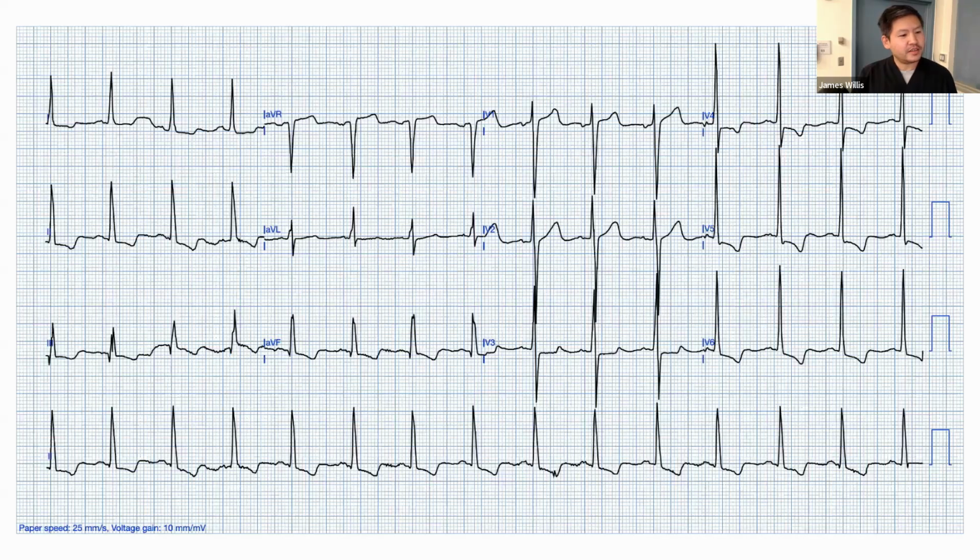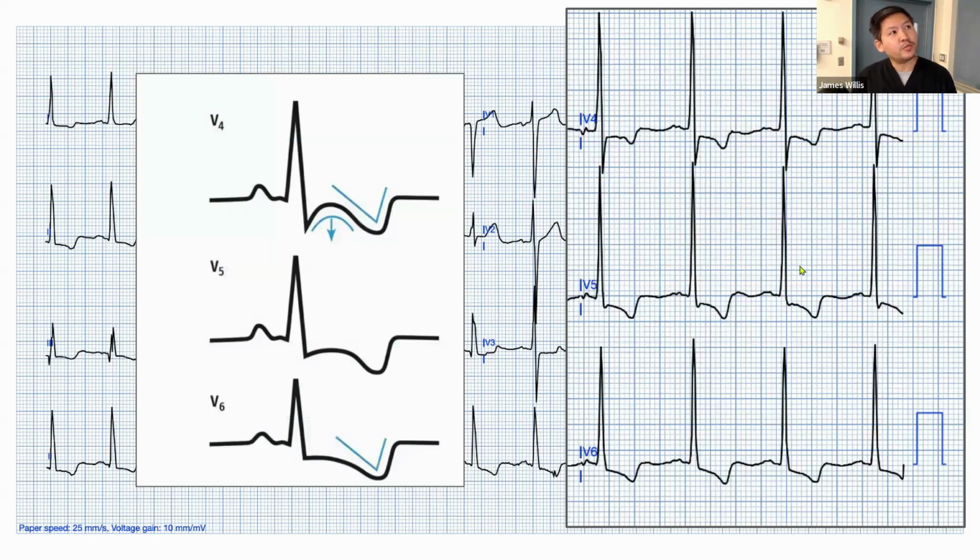All right, so here's another. This is just a good example of the atypical progression. Here it almost looks kind of flattish, and then it just goes downward. And this can be really tall R waves. This can get really deep.